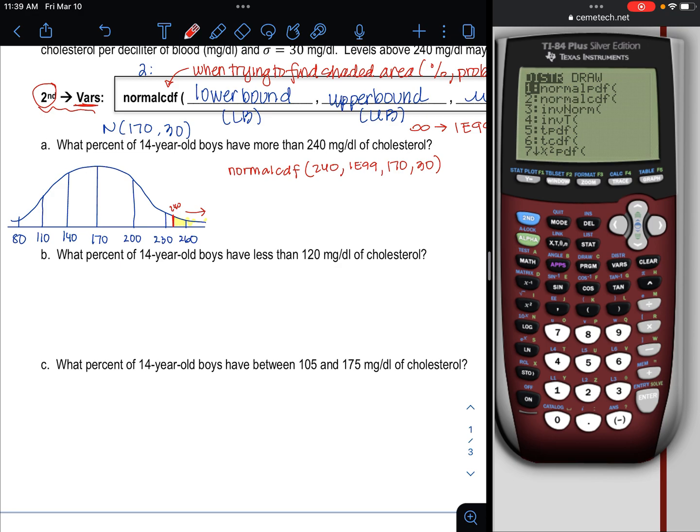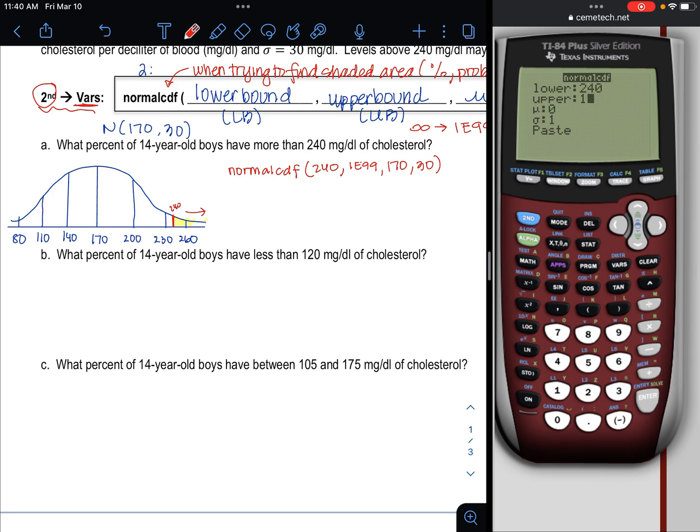Option number 2 is normal CDF. Now, if you have an 84, you're going to type 240. And then you're going to hit the comma button. The comma is right above the number 7. Now, on my calculator, it just asks you for each one, so I just have to fill in each one. So the upper bound is infinity, so I'm going to hit the 1. Then I need E. E is at the comma button also.